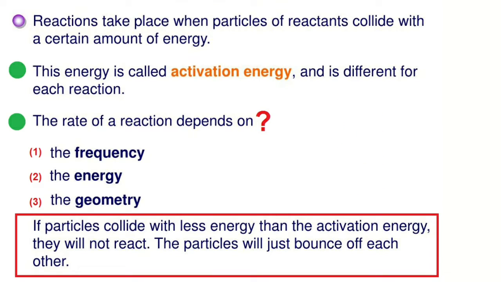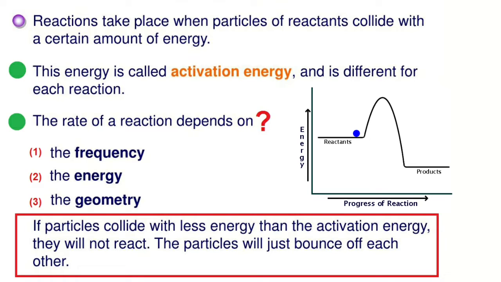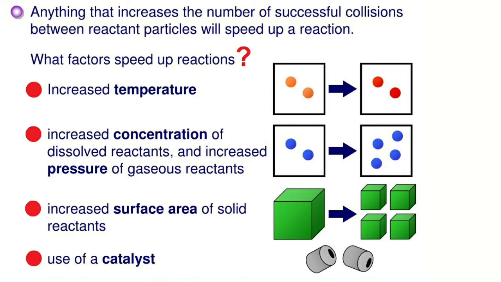If particles collide with less energy than the activation energy, they will not react. The particles will just bounce off each other. Anything that increases the number of successful collisions between reactant particles will speed up a reaction.